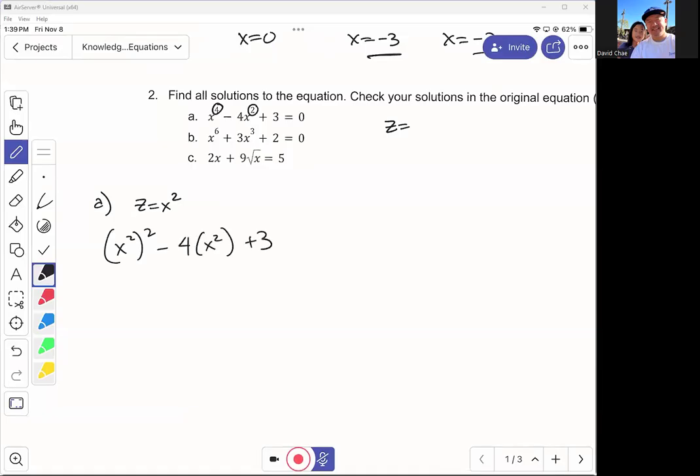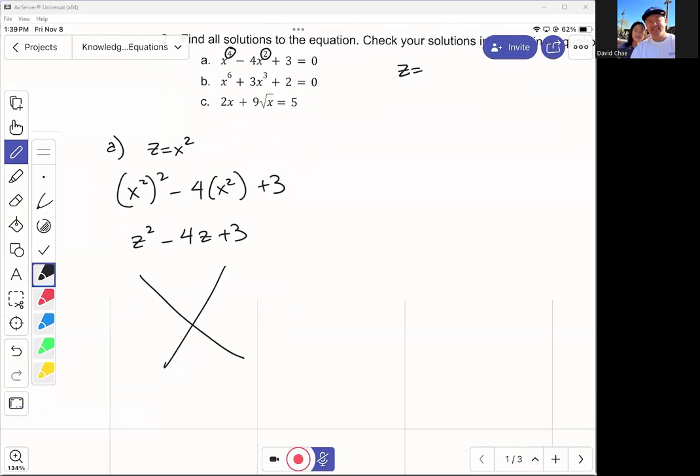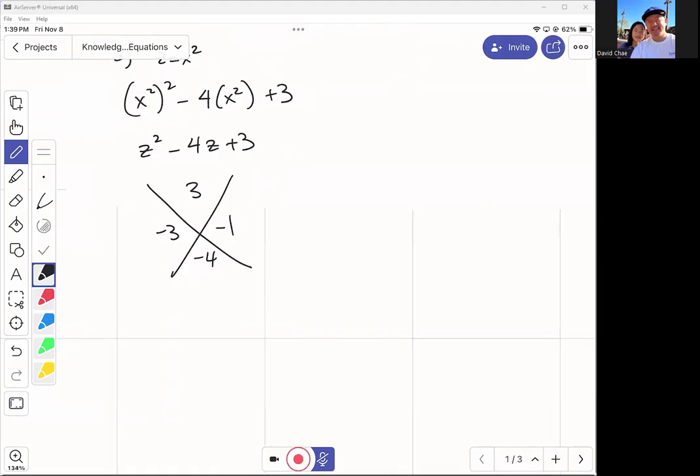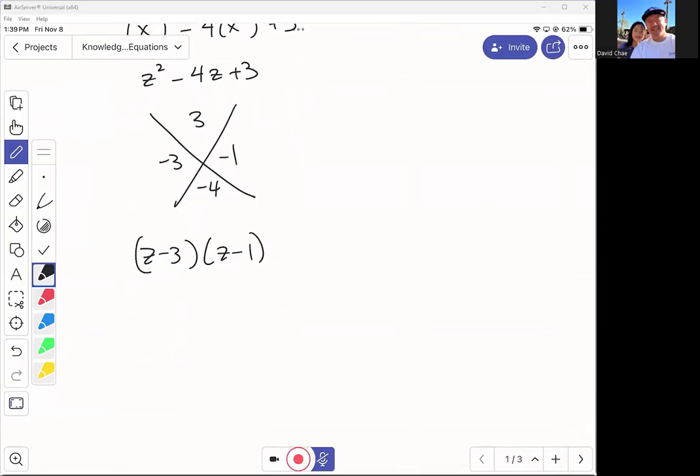Then you replace the x squared with Z, and you have to factor this out. So it will be 3 and -4, so it'll be -3 and -1. So it would be Z minus 3 and Z minus 1. You got this part down. But then make sure you replace Z with x squared, because remember, we're trying to solve for x and not Z.